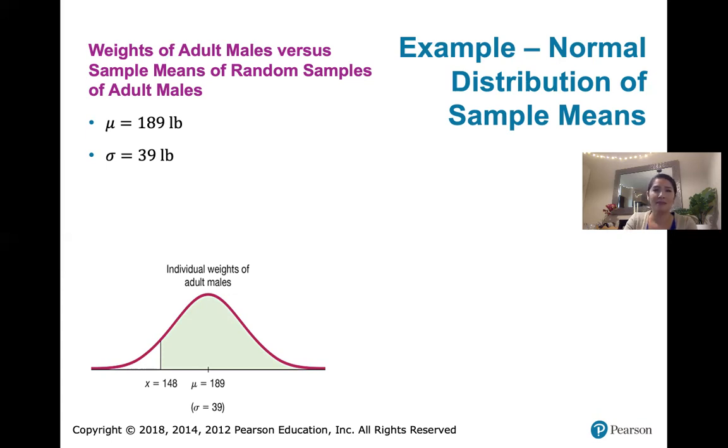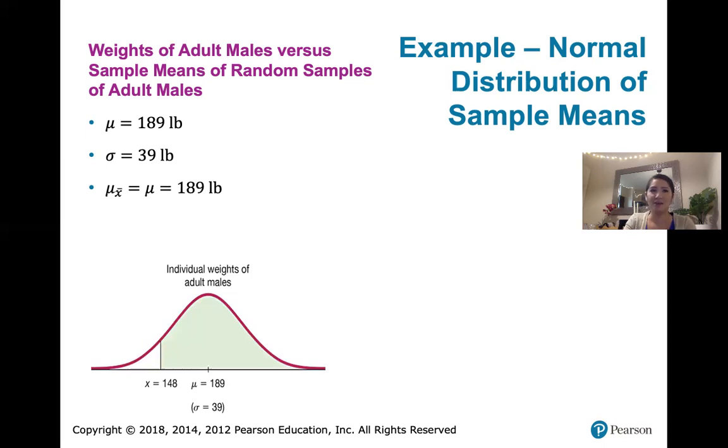Now, if we're talking about a sample of adult males, and then we're looking at the mean of that sample of adult males, we can think of the mean itself as a new continuous random variable.